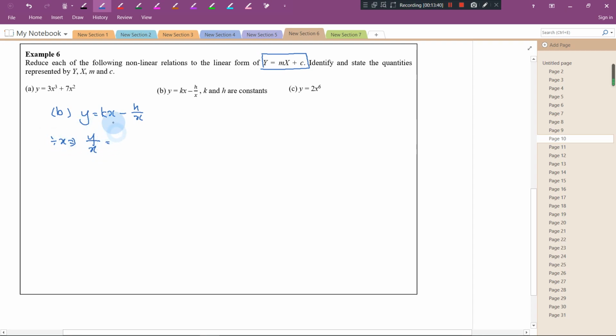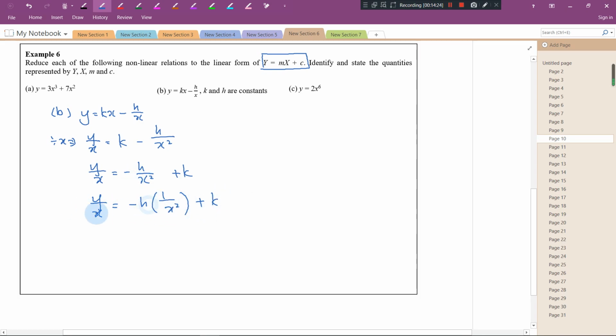Y over x. Kx divided by x, you get k. And then if you divide h over x by x, you will get h over x squared. Okay, so I rearrange all this nicely in this form, so it will be easier for you to know which one is the gradient, which one is the y-intercept. Okay, so negative h. I change it to become this. I write in this form, easier for you to get the gradient and the y-axis. Oh, sorry, x-axis.